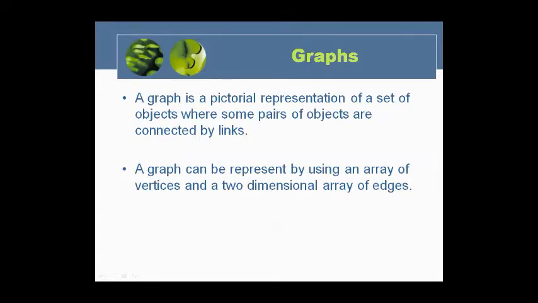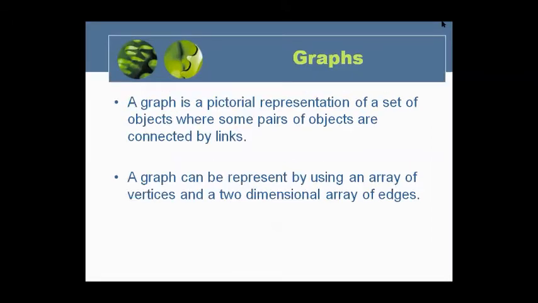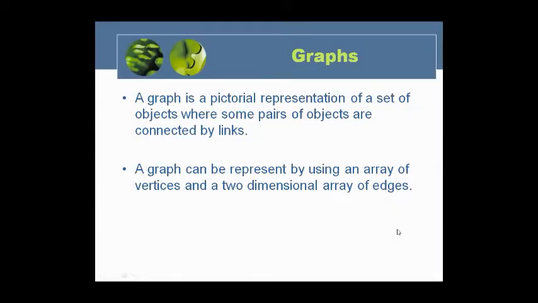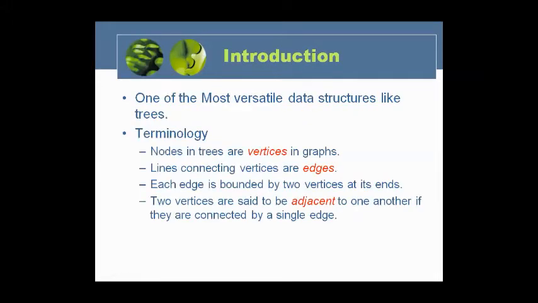Graphs. A graph is a pictorial representation of a set of objects where some pairs of objects are connected by links. A graph can be represented by using an array of vertices and a two-dimensional array of edges. It is one of the most versatile data structures, like trees. So a node in a tree is a vertex in a graph. We discussed trees in our previous class. Lines connecting vertices are called edges.